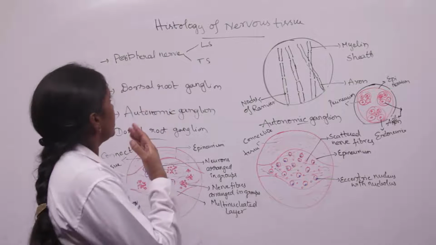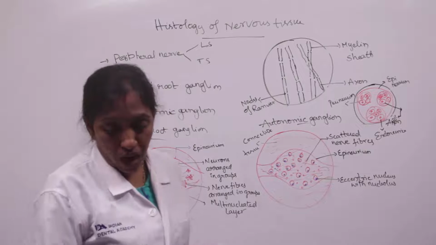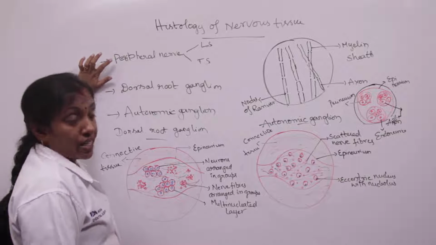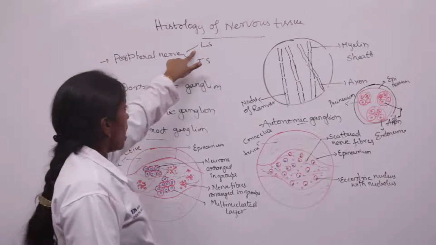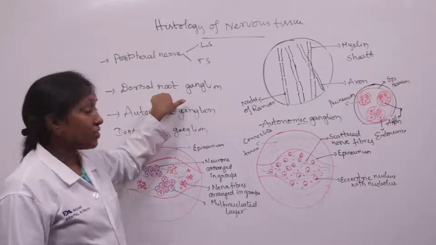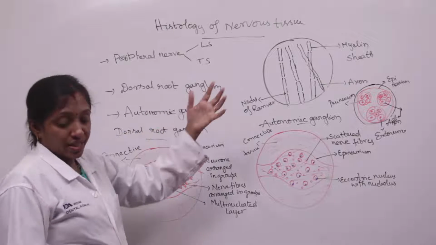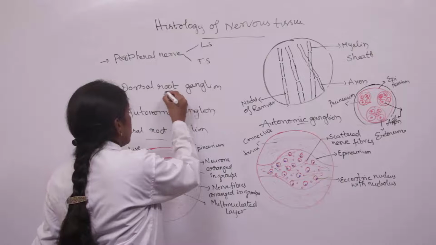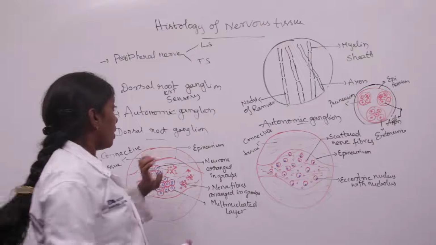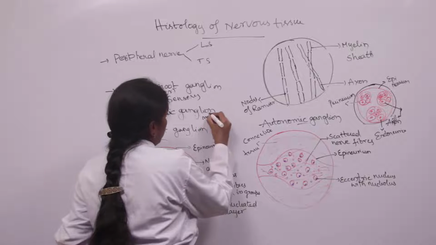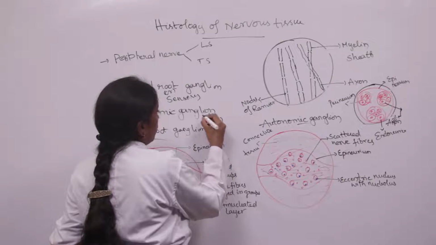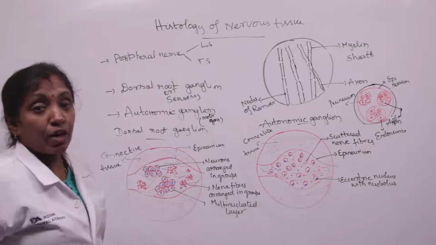So today we are discussing the histology of nervous tissue. Under histology of nervous tissue, we will discuss four slides. One is the peripheral nerve, longitudinal section and its transverse section, and the dorsal root ganglion, otherwise called the sensory ganglion, and the autonomic ganglion, otherwise called the motor ganglion.